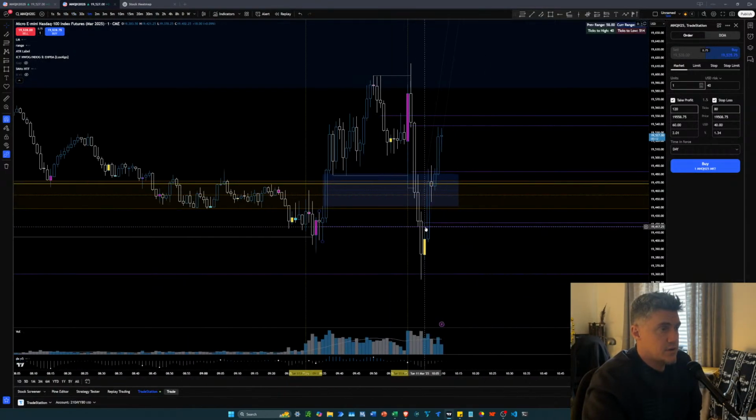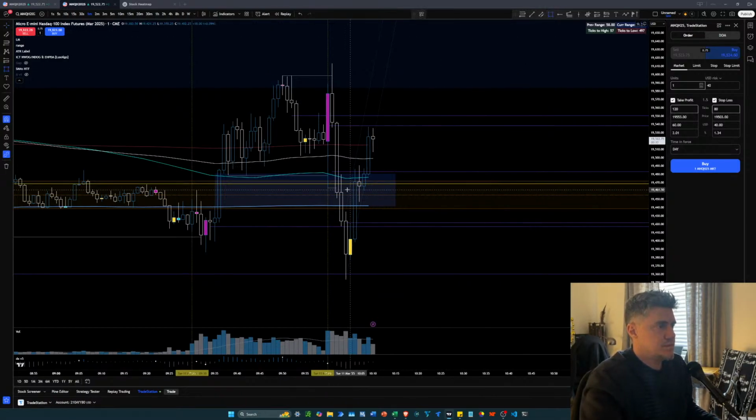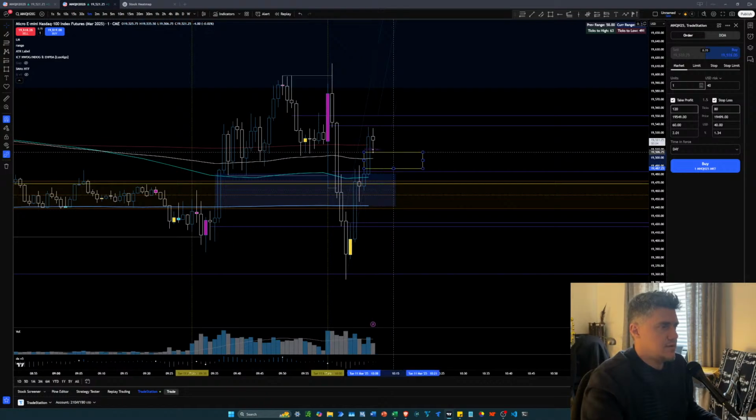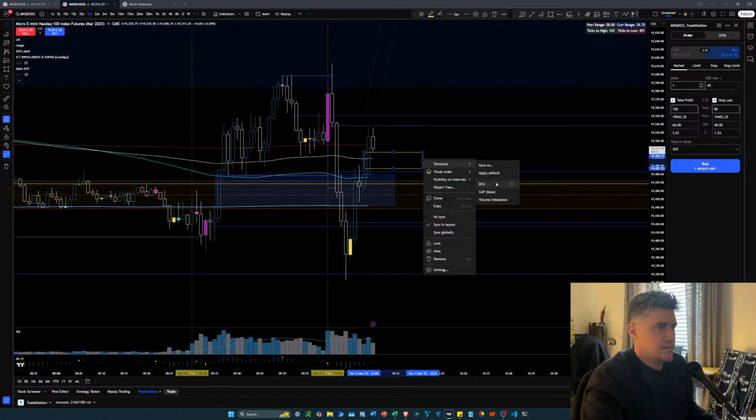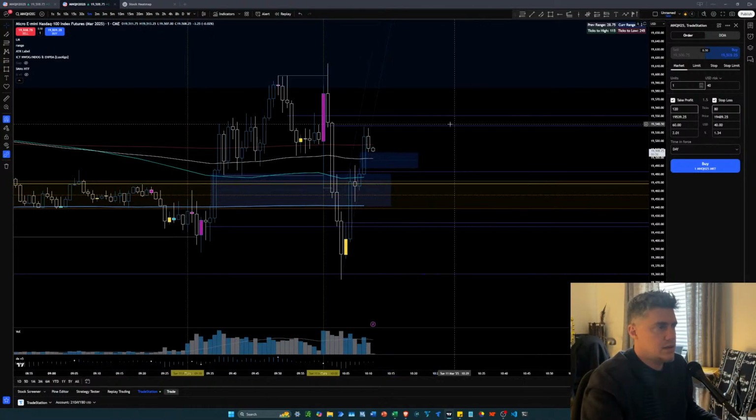Let's look at our friend the 1 minute. Fair value gap. Got ourselves a fair value gap forming, possibly. Boom. Fair value gap. This is the 200 period based on the 1 minute.